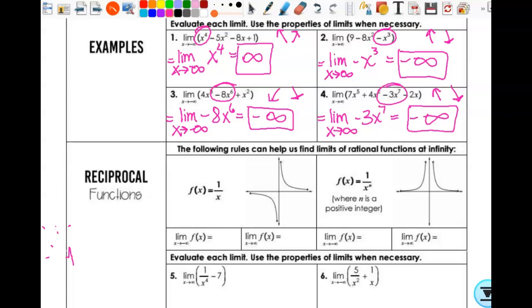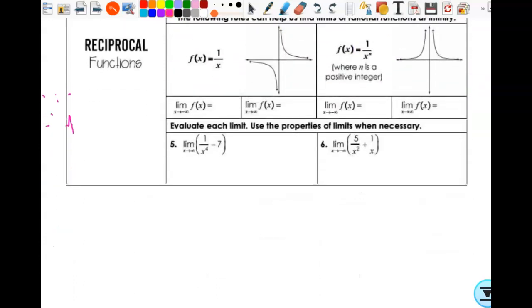Any questions about those, about where I got anything? Because if that kid hadn't asked that last period, I wouldn't have understood why I was so confused. Everybody understand where I'm getting everything? Okay, good deal. All right, so let's talk about reciprocal functions.